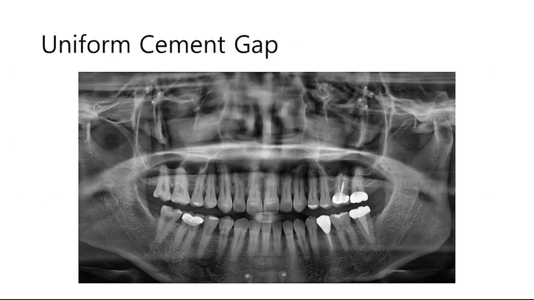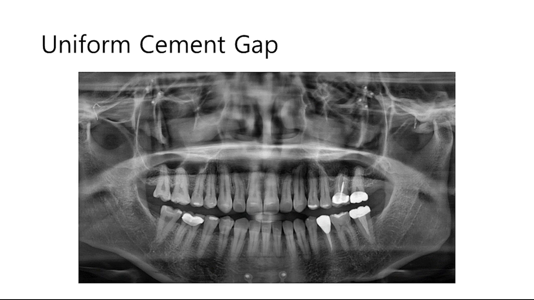Let me give you a case example of another advantage of a uniform cement gap. This is a patient who came to me for root canal treatment with a zirconia crown in tooth number 27 from another dental clinic. The dentist who did the crown was a well-known prosthodontist, and the patient was also a dentist. I replaced the crown, and it's been about 3 years now, and she hasn't had a root canal since.